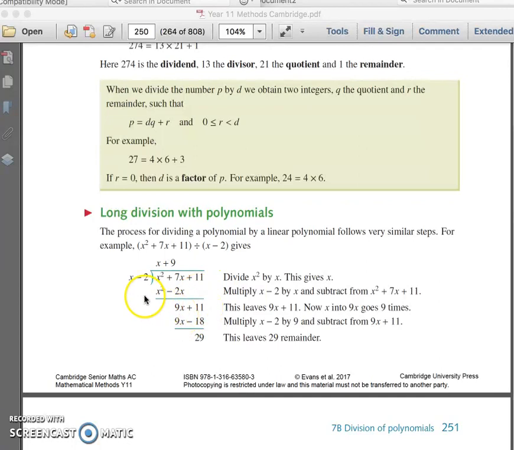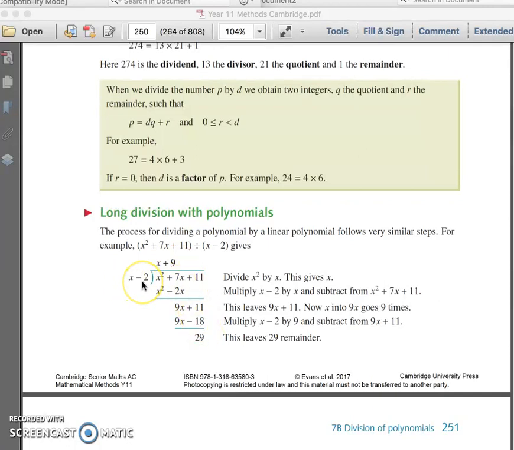Okay, now we're looking at how many times does x fit into 9x. It fits in 9 times, nice and easy. 9 times x take 2 gives us 9x take 18. Again, we're taking away here, so the 9x take 9x will cancel out. 11 take away negative 18 ends up adding, so we get 29. So our answer is x plus 9 with a remainder of 29.